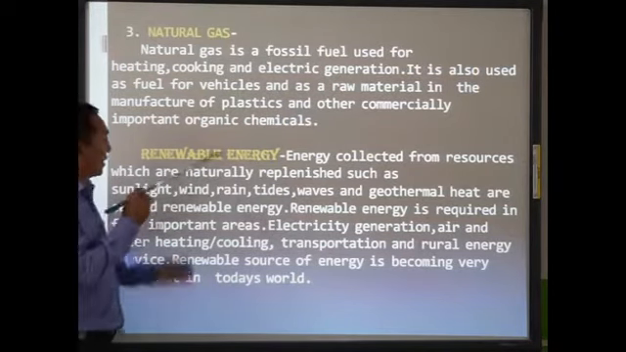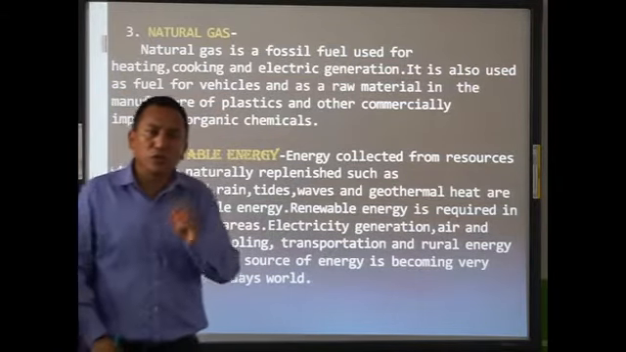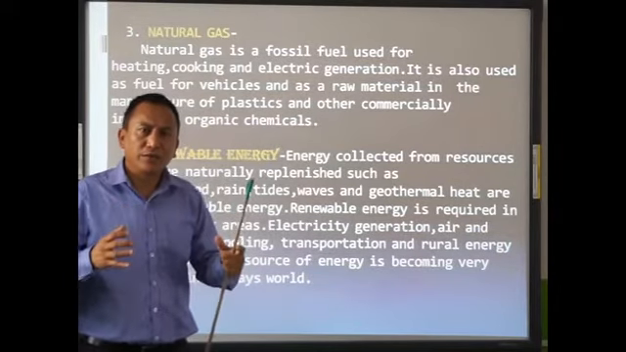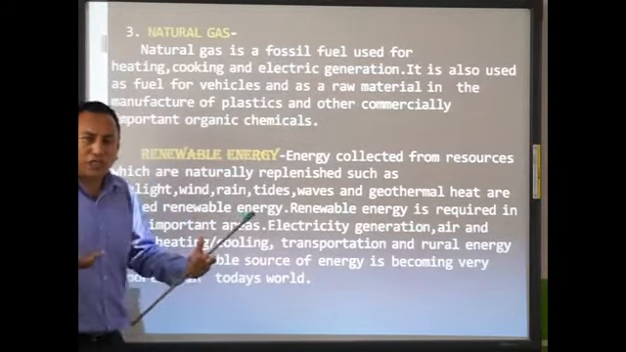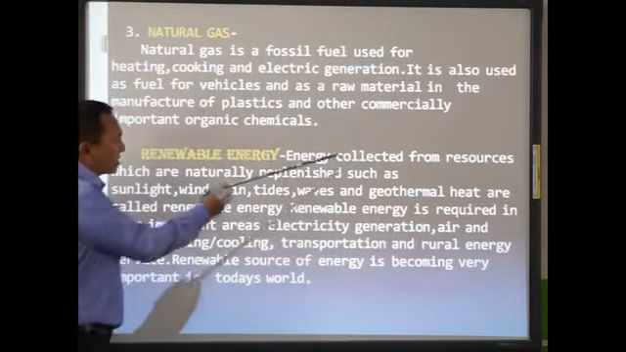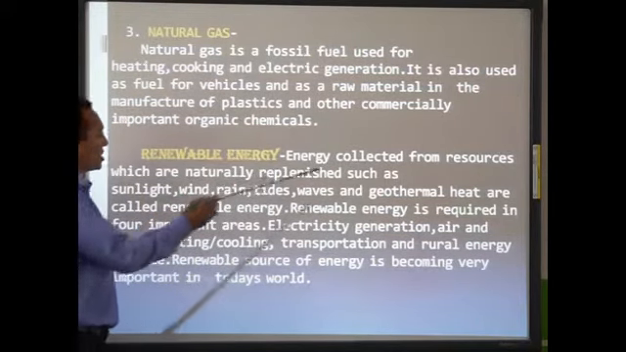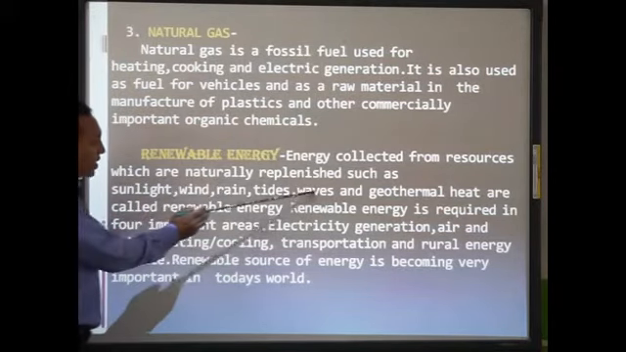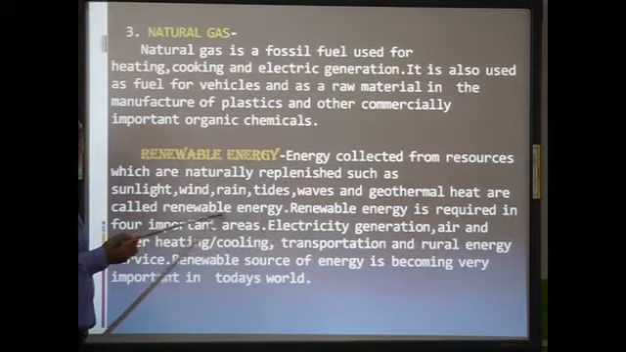Now let's see the next one, that is renewable sources of energy. Renewable sources of energy are those which we can use again and again and again. They don't get exhausted. They don't finish. We can use them again and again. Energy collected from resources which are naturally replenished, such as sunlight, wind, rain, tides, waves, and geothermal heat, are called renewable sources of energy.